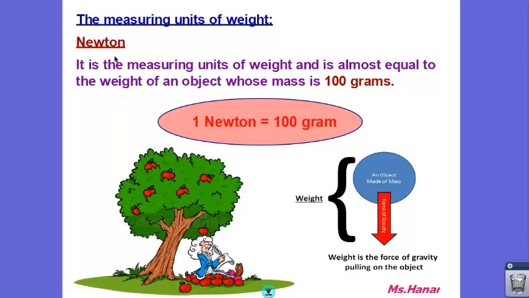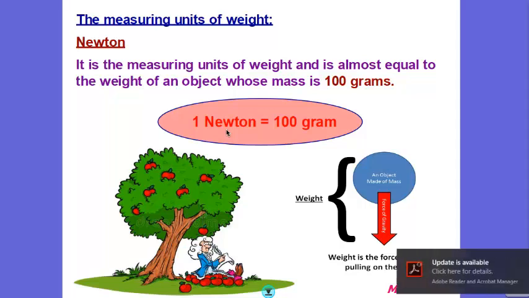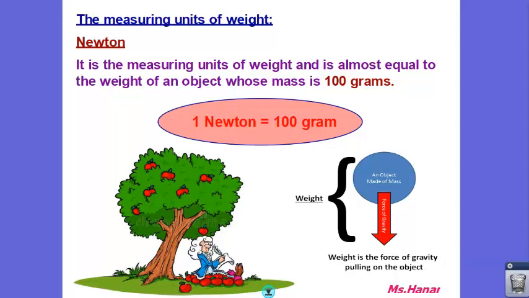Newton is almost equal to the weight of an object whose mass is 100 grams. Or in easier words, when we take an object whose mass equals 100 grams and hang it on a spring scale, we find its weight equals 1 Newton. So 1 Newton equals 100 gram mass.